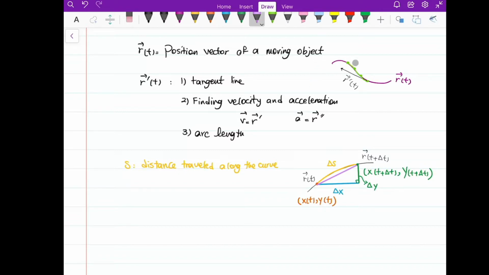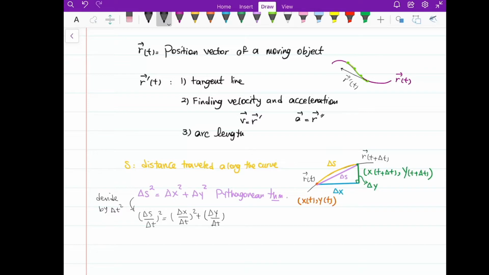I can do that just because these segments are very small, so the arc would be approximately the length of this line. So I can call this delta s, and as you see, I have a right triangle. By the Pythagorean theorem, delta s squared equals delta x squared plus delta y squared. Then I'm going to divide both sides by delta t squared. So I get delta s divided by delta t squared equals delta x divided by delta t squared plus delta y divided by delta t squared.